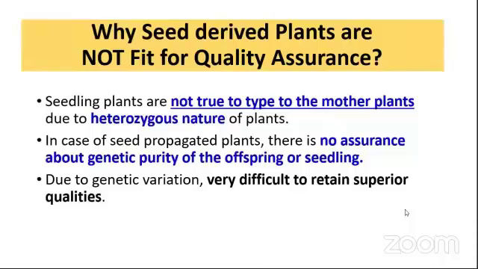And now the question is, why are seed-derived plants not fit for quality assurance? That's very important, because seedling plants are not true to type to the mother plants. Once we select the elite chemotype from an individual plant or a group of individual plants, if we germinate it to produce the successive generation, they segregate their traits through the Mendelian genetics pattern, and they lose their stability or the same quality assurance as the mother plant. So heterozygosity is the main cause in these seedling plants. Another is that there is no assurance about the genetic purity of the offspring or seedling. So it is very difficult to retain the superior quality in seed-derived plants. It is an important issue for those farmers who use seeds for mass propagation of plants.